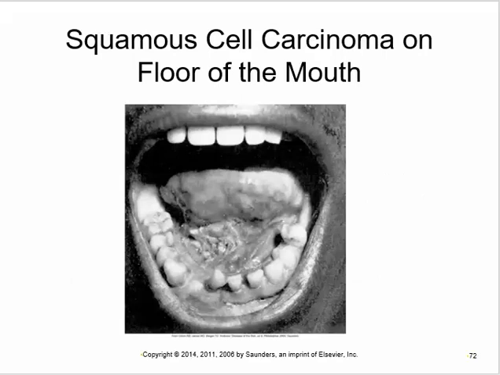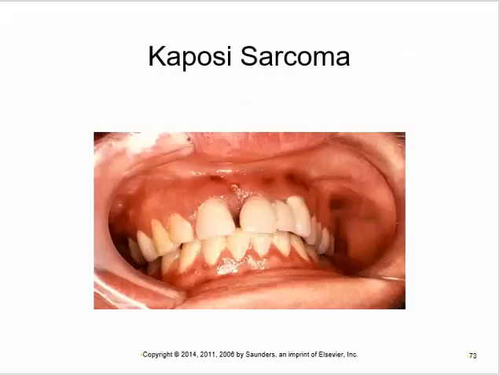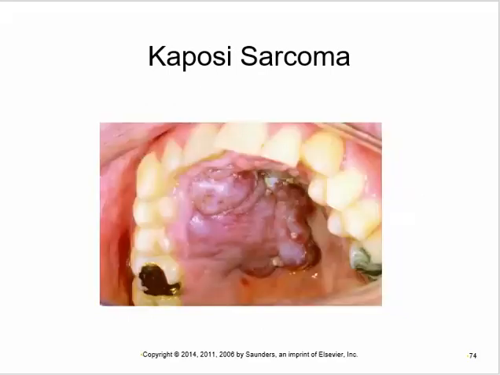The thing about most pathology textbooks is that it's almost like a given that you're going to have gross pictures. There's some Kaposi sarcomas. They're on the top of the gums, particularly nasty there.